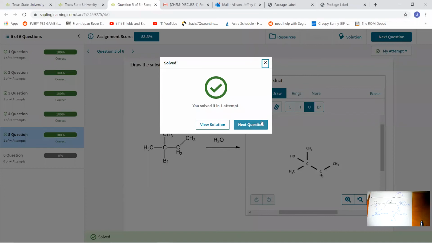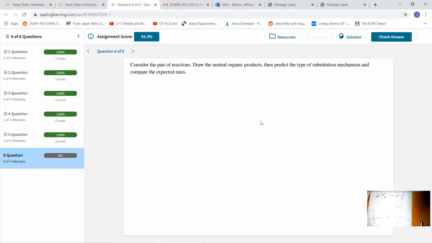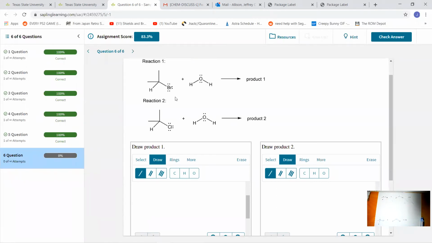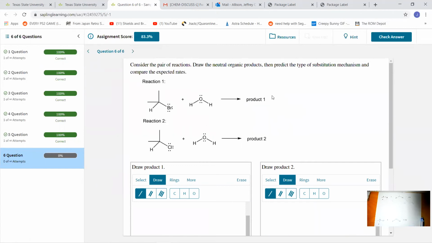All right. And so now we're moving on to the last question. Last question is consider the following pair of reactions, draw the neutral organic products, then predict the type of mechanism, and then compare the expected rates. Okay, so here we've got two reactions, both of which are solvolysis reactions. Water is going to be the nucleophile, and that means if it's going to be doing substitution, well, then that means both of these are going to have to be SN1 because SN2, you need a good nucleophile, okay?